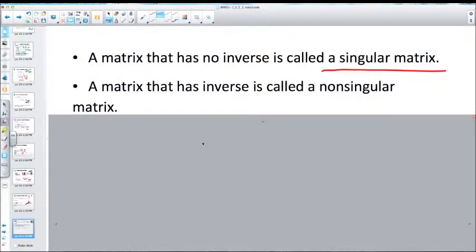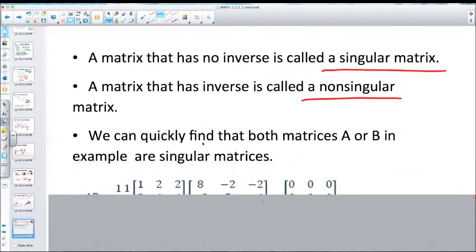So what do we call it? If the inverse does not exist, we just call it a singular matrix. If the inverse exists, we call it non-singular. Those are the two concepts you're going to remember.